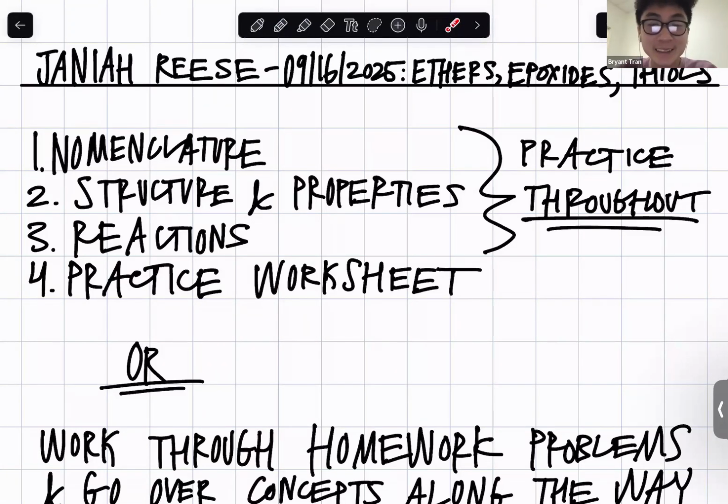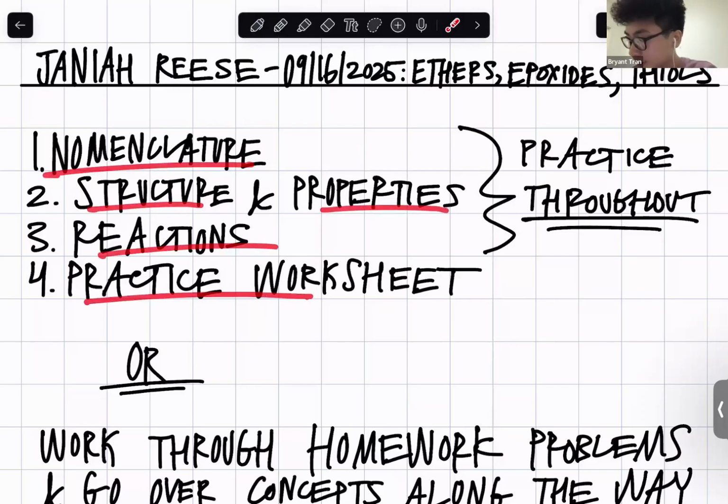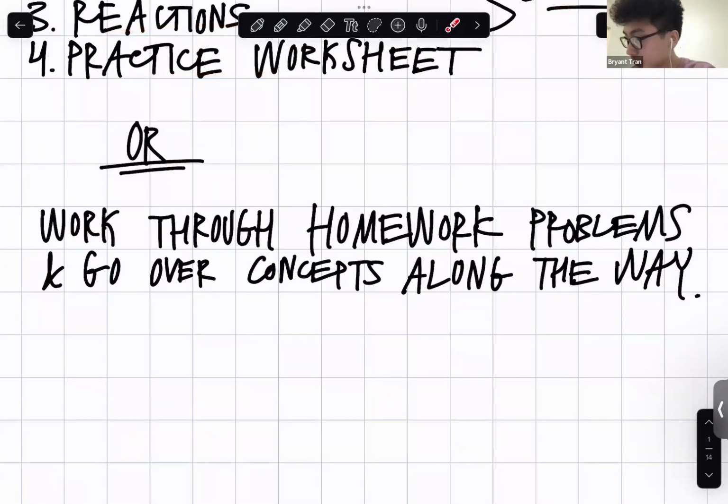And I saw that today you wanted to go over ethers, epoxides, and thiols. So what we could do is go through the lecture slides by topic, like nomenclature, structure and properties, the reactions of it, and then go through that practice worksheet that you sent, giving you practice problems throughout. Or we could work through your homework problems that he assigned you, and I could teach you the concepts along the way. Which one would you prefer?